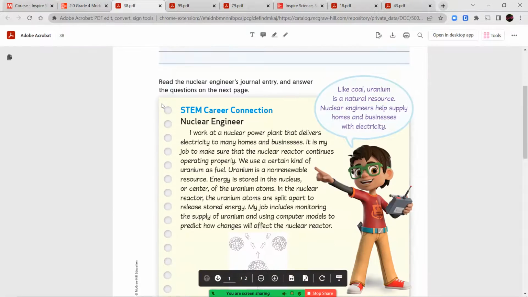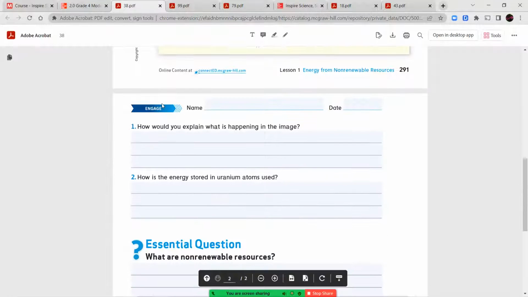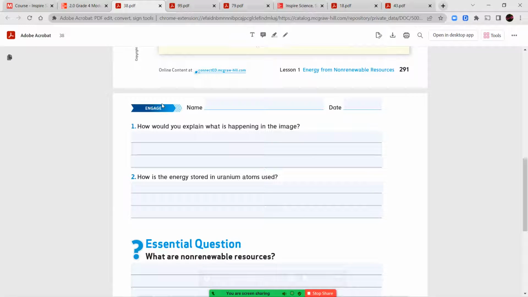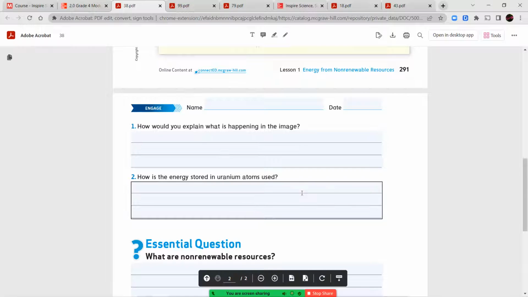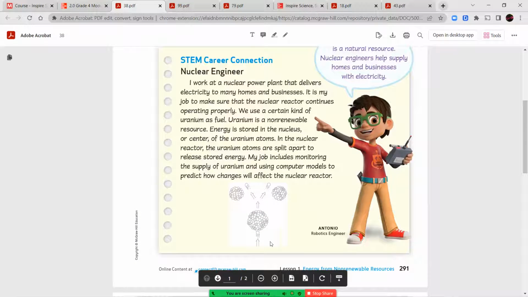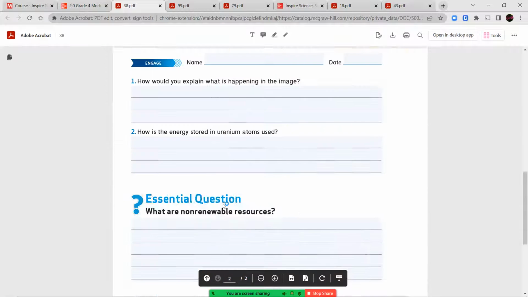Once you've written down your 3 questions, you're going to answer these 2 questions. How would you explain what's happening in the image? How is the energy stored in uranium atoms used? So take a look at the image right here after you're done reading. This will explain to you what's going on.